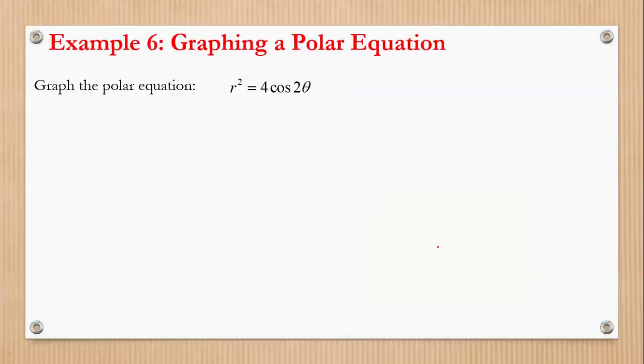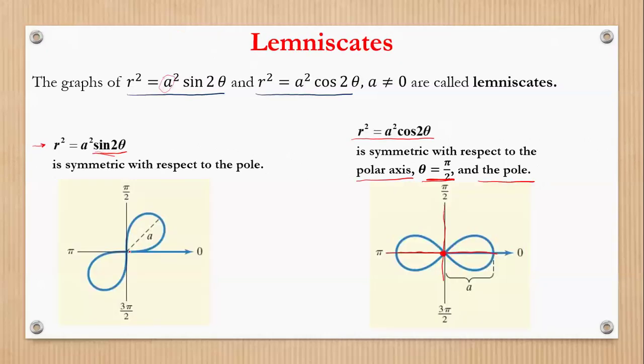Let's look at an example. We want to graph r squared equals 4 cosine of 2 theta. And let me show you something. The length of each petal is exactly a. You have a square here. If you take the square root of that number, it gives you the length of the petal.